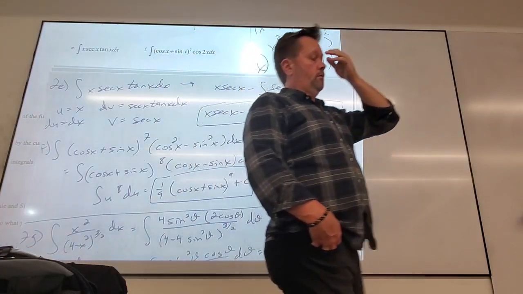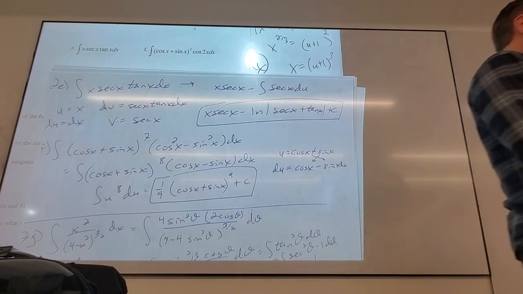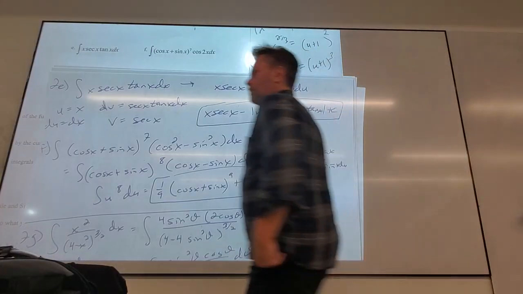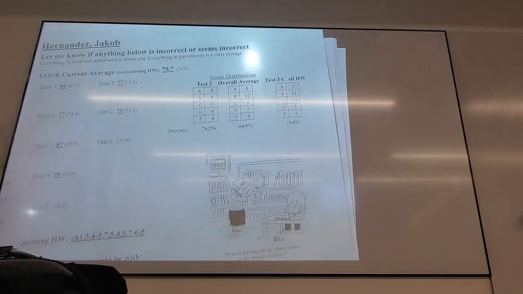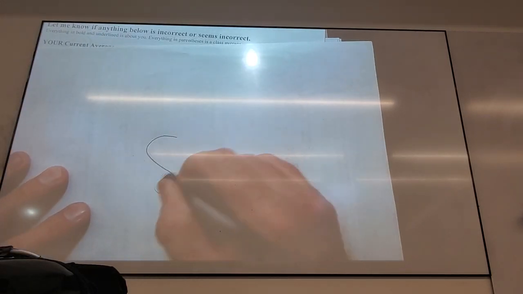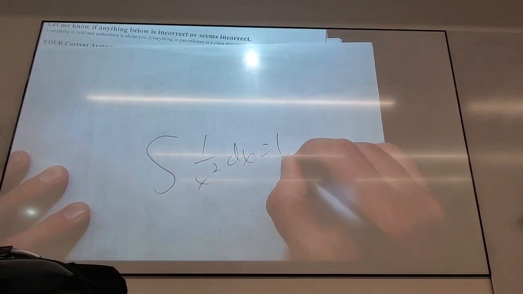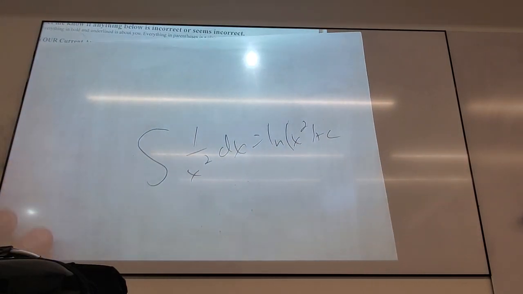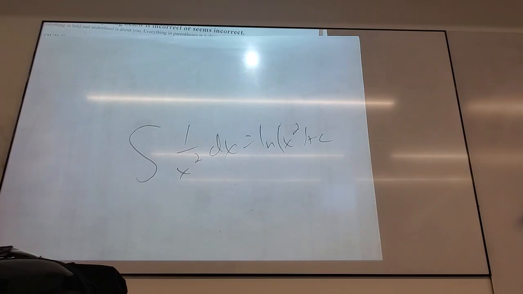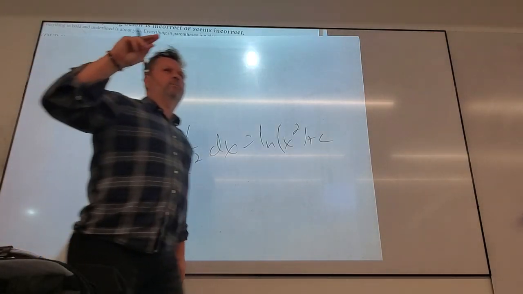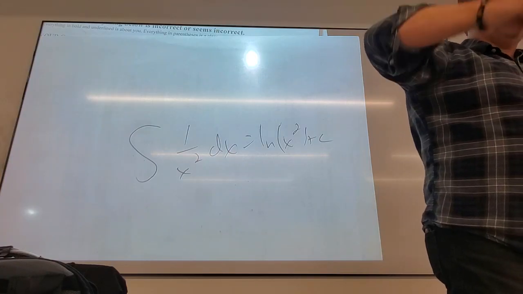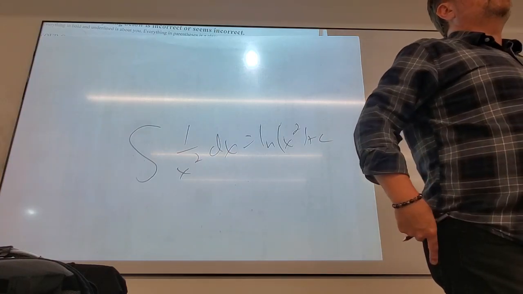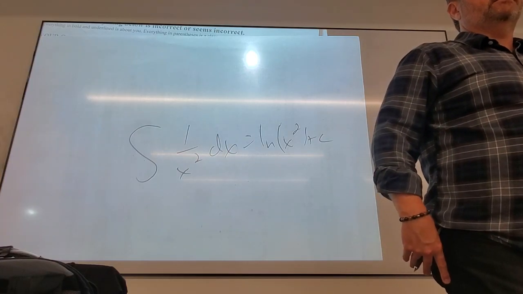So, let me see. Is the integral of 1 over x squared natural log of x squared? No. Of course not. The only function that becomes natural log of x is 1 over x. So 1 over cosine x is not natural log of cosine x. It cannot be.